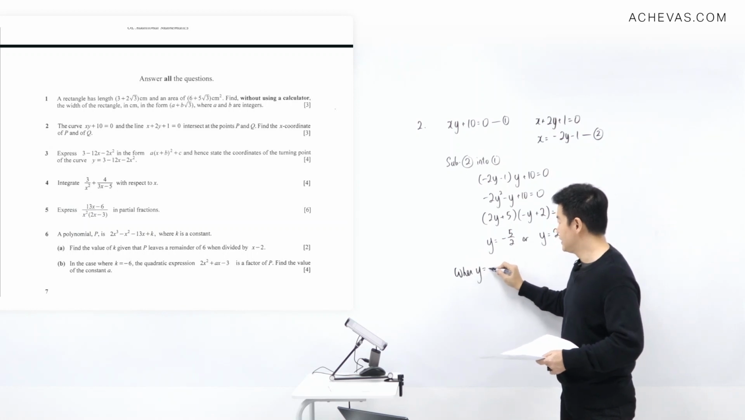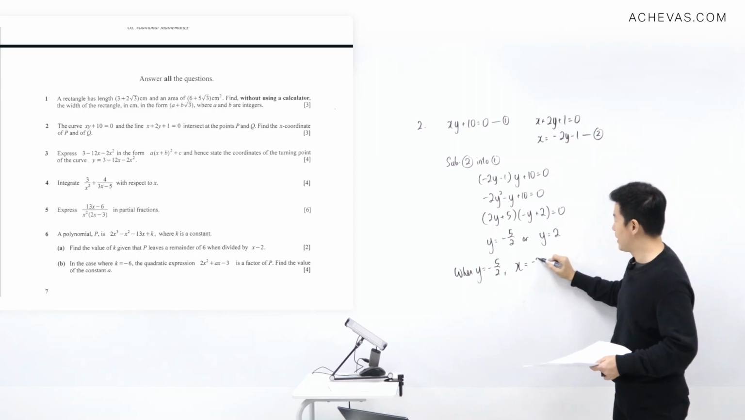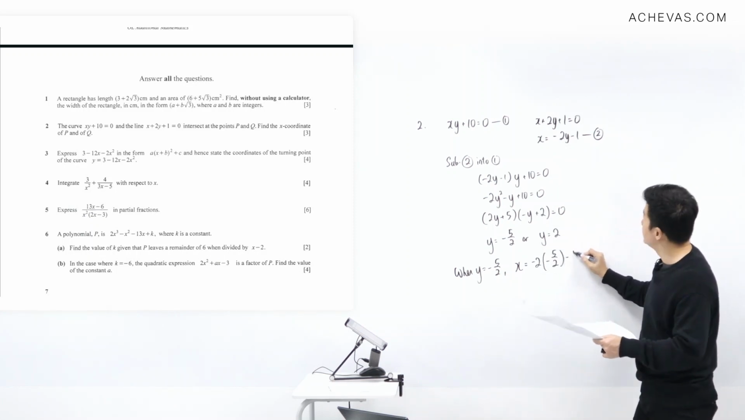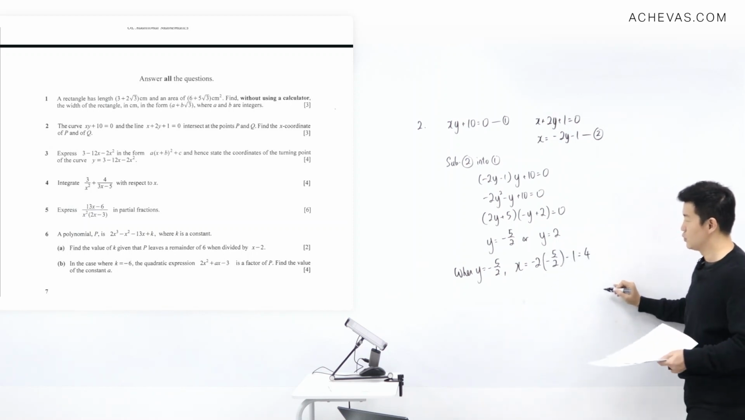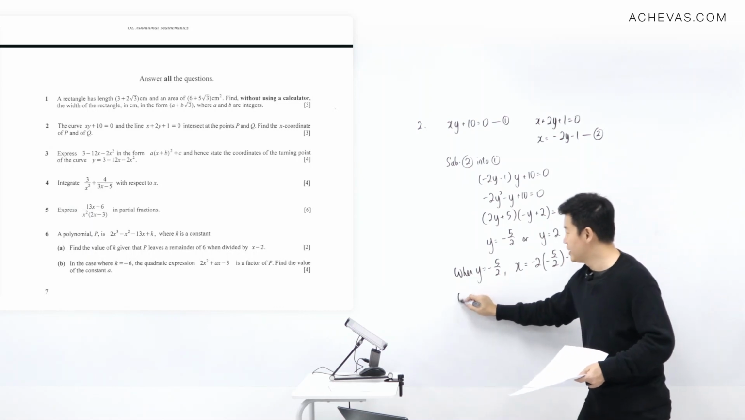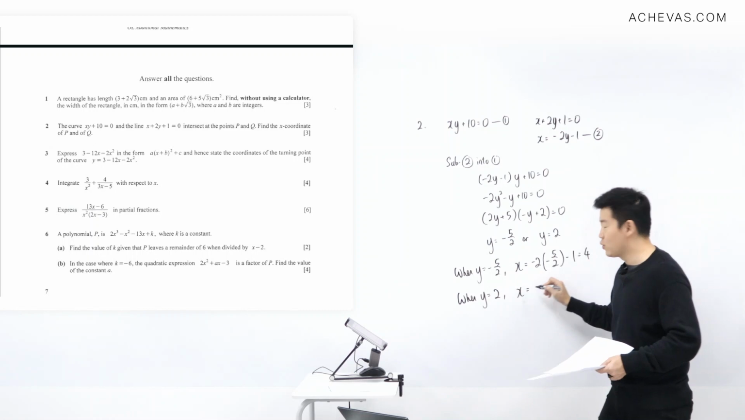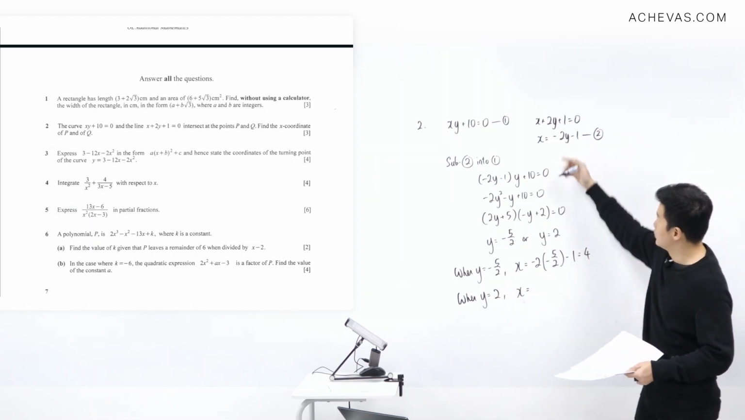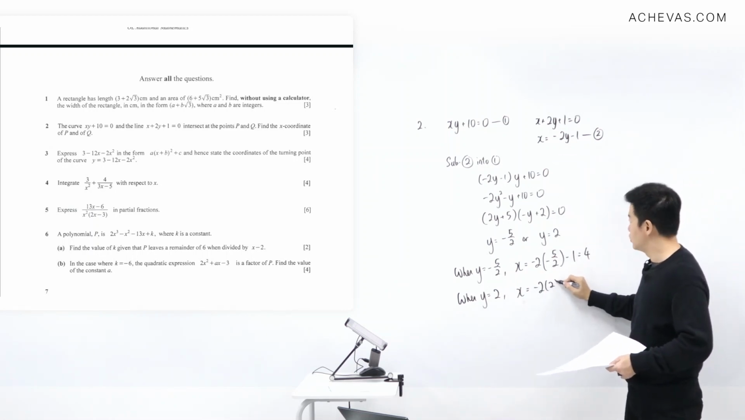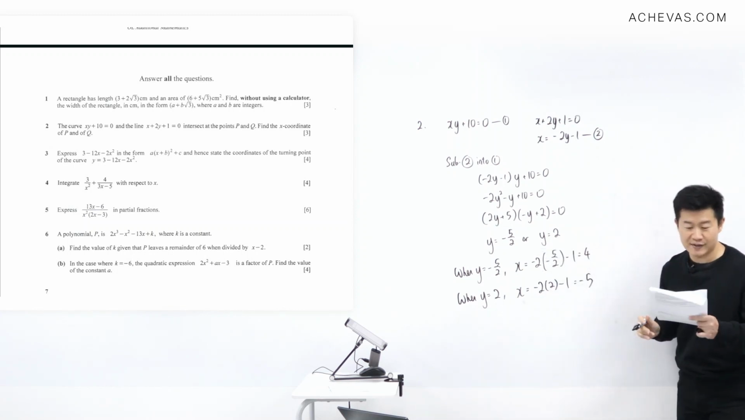When y is this minus 5 over 2, x is going to be equal to minus 2 multiplied by minus 5 over 2 minus 1. This is going to be equal to 4. So this is one of the x coordinates. And the other one will be when y is equal to 2. So the x coordinate of the other point is going to be equal to minus 2 times 2 minus 1. This is equal to minus 5. So these are the two answers.